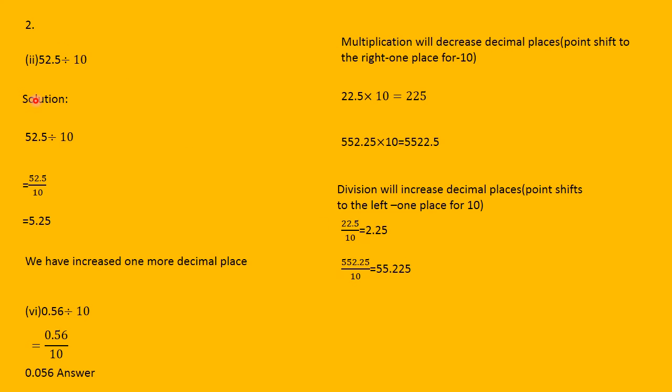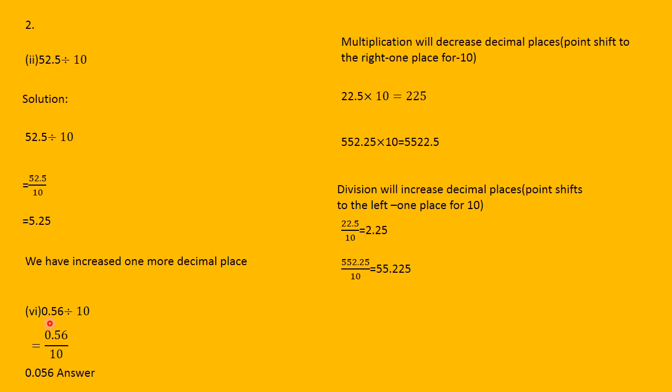Now let us see the second question. 52.5 divided by 10. So you will write it as 52.5 divided by 10. You will increase the decimal places when you are dividing it by 10 or 100. So if you are dividing it by 10, you have to increase one more decimal place. So it will be 5.25. Already we have one decimal place, 5. Now because you are dividing it by 10, you will write 5.25.